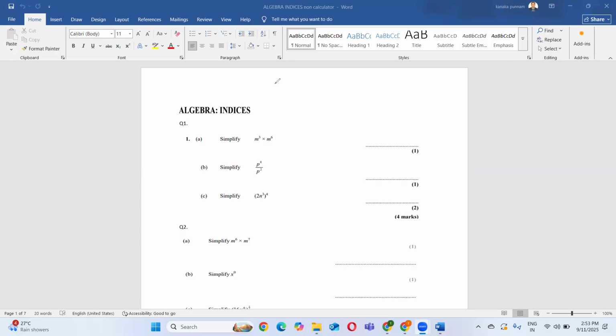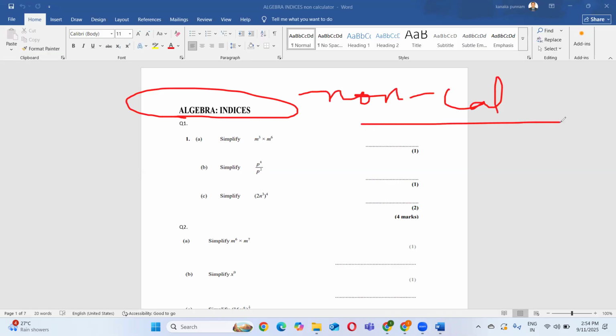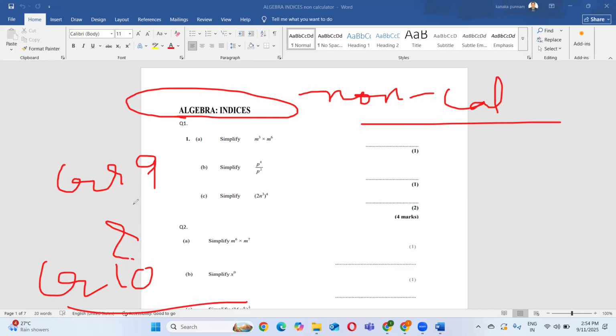Hi students, this is algebra indices, and this is a non-calculator topic. I'm going to teach you now, and this is for grade 9 and grade 10.